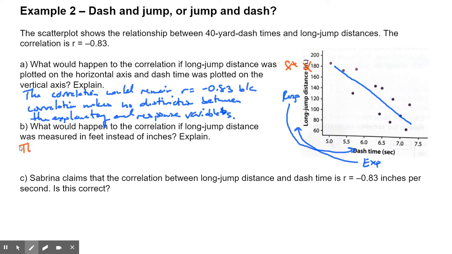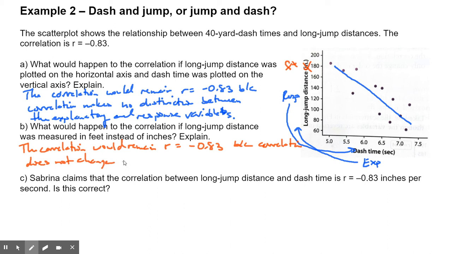So we're going to say the correlation, and if you want to put CORR just for short, the correlation would remain R equals negative 0.83 because correlation does not change when the units of either variable changes. Okay. So there we go.